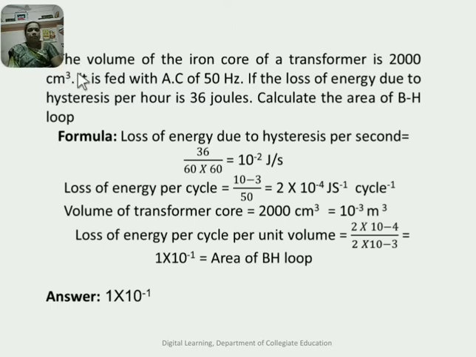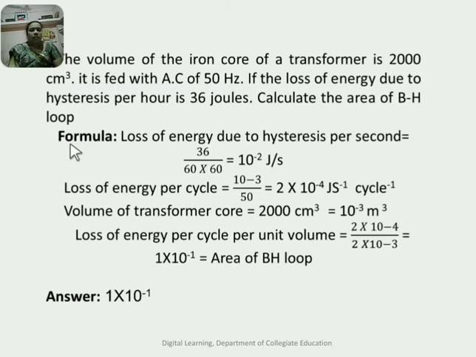The question is: the volume of the iron core of a transformer is 2000 centimeter cube. It is fed with AC of 50 Hertz. If the loss of energy due to hysteresis per hour is 36 joules, calculate the area of the BH loop. Now this is the question we have. I will write the data for this question. So, given data are here.